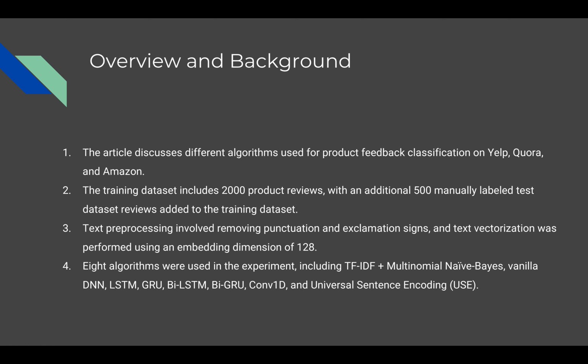8 algorithms were used in this research. This includes TF-IDF plus multinomial naive Bayes, and vanilla DNN, LSTM, GRU, and so on. These algorithms were tested and compared for their performance in classifying product feedbacks.